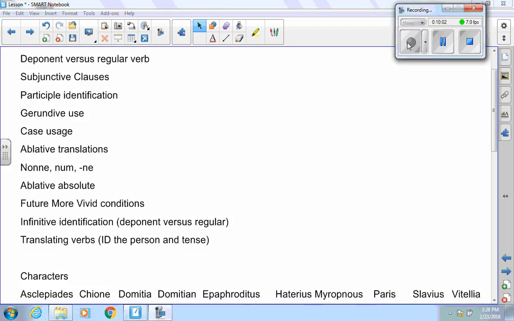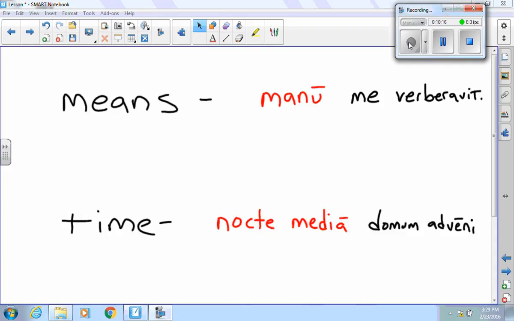Ablative translations, only worried about the ones that do not have a preposition. If you see a preposition with the ablative, you should not have a problem with it. However, some do not have a preposition with them. The two that we've been using most are the ablative of means. In this case, Manu me wabarawit, he hit me with his hand. Manu is the object that was used, or the thing that was used to achieve the verb, to hit. What did he hit me with? With the hand. A time, nocte media.